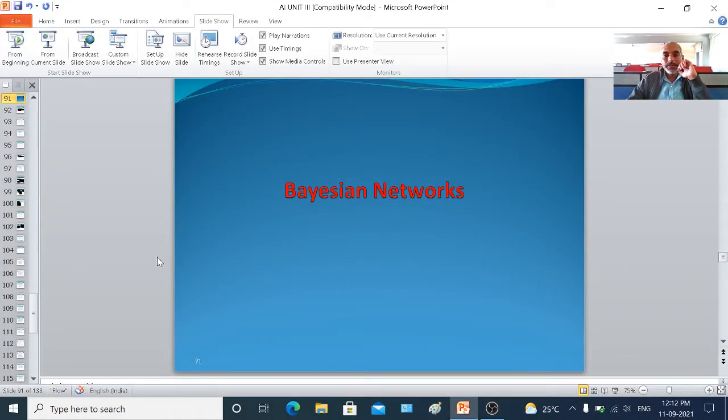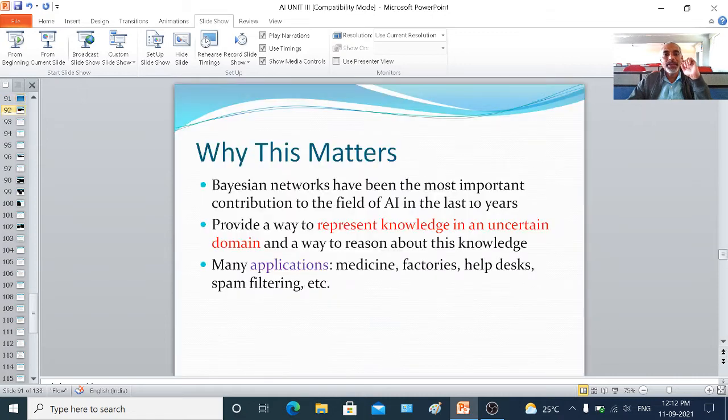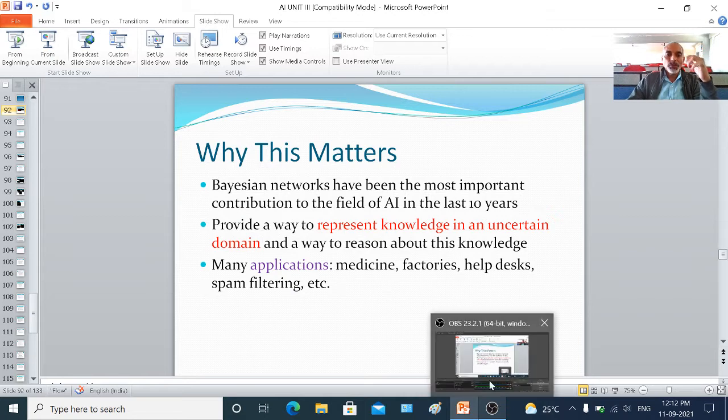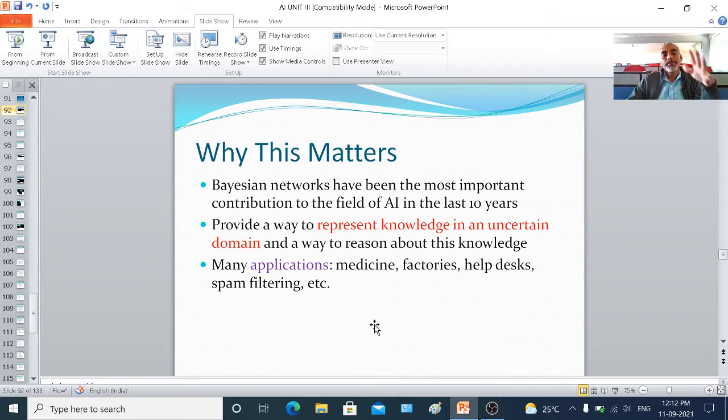So now let us try to look into this particular concept. What do you mean by a Bayesian network, and why is this Bayesian network very important for us? The Bayesian network has been one of the very important topics and contributions in the field of AI for the past 10 years. It provides a way to represent knowledge in an uncertain domain. The topic we have been discussing for quite a few classes is uncertain knowledge. We are talking about knowledge which is incomplete, which keeps on changing, which you cannot predict, right? That is what we call uncertain knowledge.